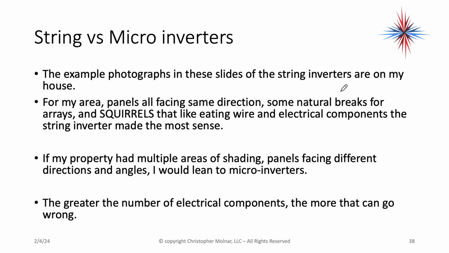The example photographs are string inverters. The ones we used earlier are string inverters on my house. For my area, panels are all facing the same direction. There are natural breaks for different arrays, and squirrels that like eating wire and electrical components. The string inverters made the most sense. If my property had multiple areas of shading, panels facing different directions and angles, I would have gone microinverters. Now remember, the greater number of electrical components, the more that can go wrong, and the more expensive it is in the long run. So microinverters do provide some benefit, but also have some significantly extra components.